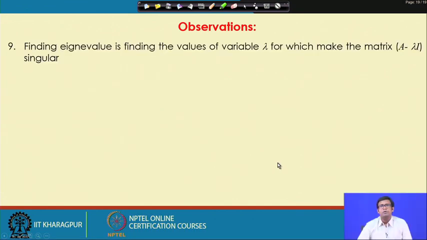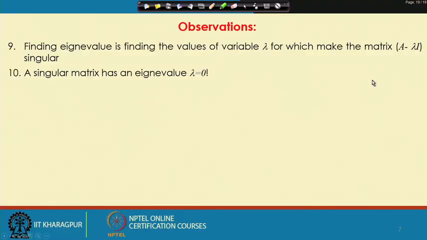Finding eigenvalue is finding the values of variable lambda which will make a matrix A minus lambda I singular. True, because if A minus lambda I is not singular, then the eigenvector will be 0, trivial, and the equation will also have a trivial solution, 0 is equal to 0 on both sides. So, it is important to find lambda which will make the matrix singular. A singular matrix has an eigenvalue lambda is equal to 0.